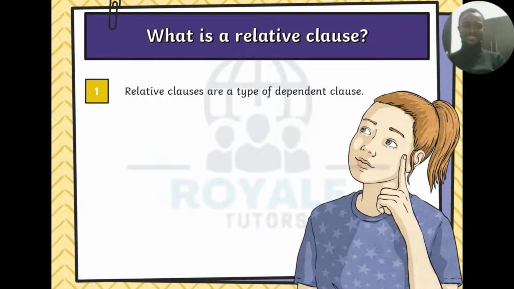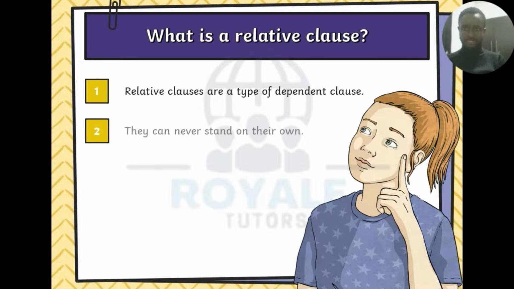A relative clause is a type of dependent clause. I mentioned that earlier. I said there are three types of dependent clause: the noun clause, the adjective clause, and the adverb clause. And then I said that an adjective clause is also known as a relative clause.